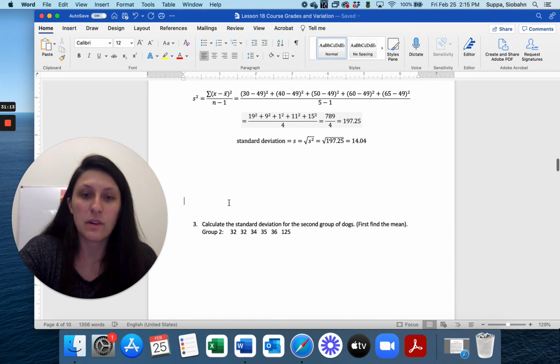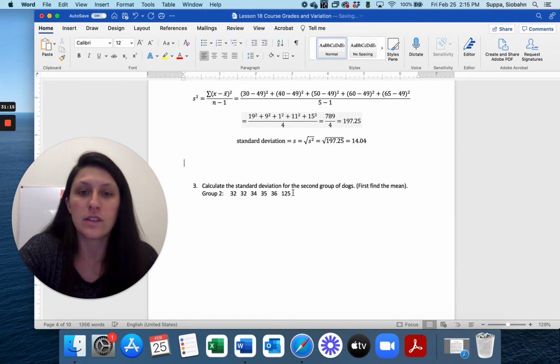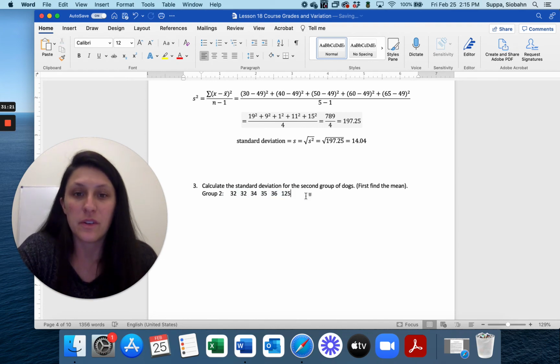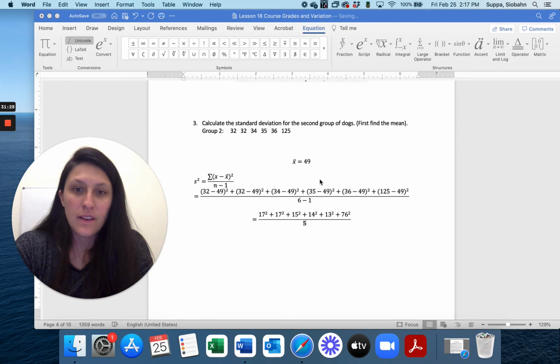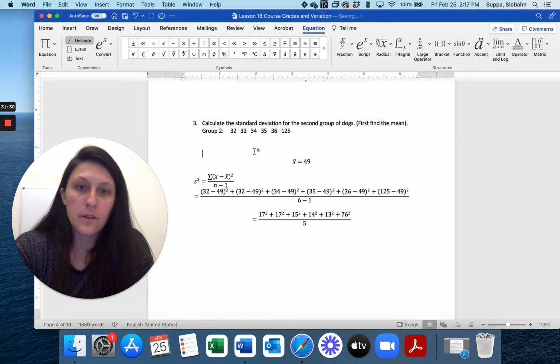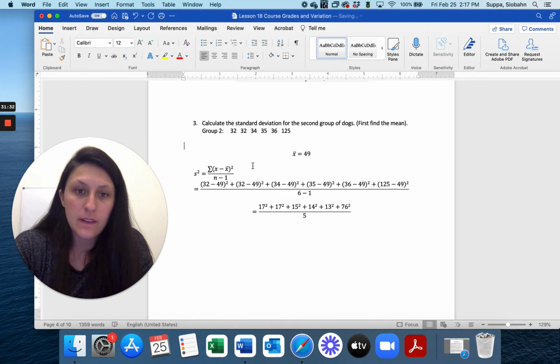As some practice, why don't you try and calculate the standard deviation for the second group of dogs? So here it is. I'm going to pause my video and do it with you, and then I'll write out my work so that you can see it. Okay, so we already know that the mean is 49. And so I just started writing out all of the data points, 32 minus 49, 32 minus 49, 34 minus 49. I wrote all of them out, subtracting the mean, and then I'm going to square all of them.